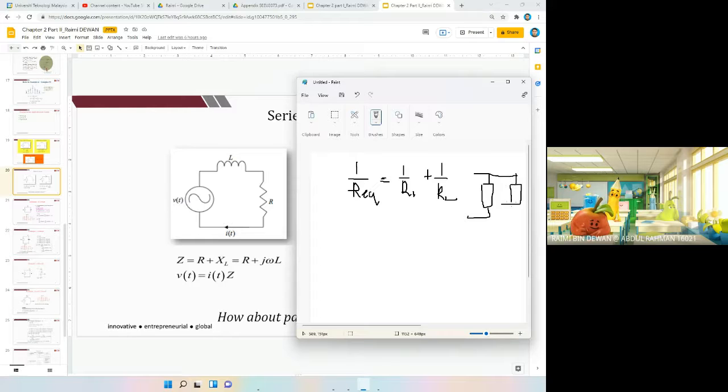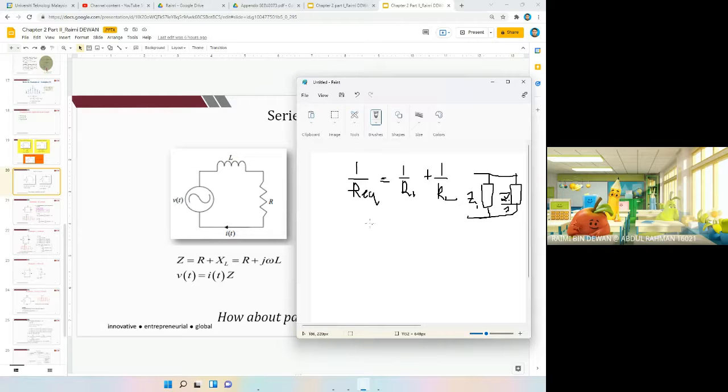Okay, in parallel. This one is in case it's a resistor. What if we don't know what we are given as Z? We are given Z1 and Z2. This one is Z2.